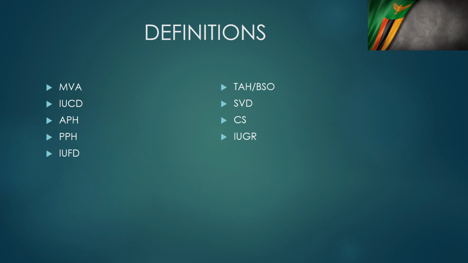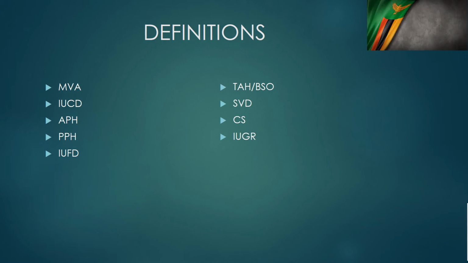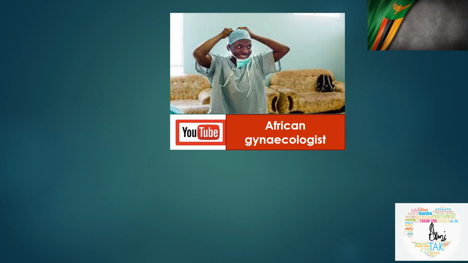TAH plus BSO is total abdominal hysterectomy and bilateral salpingo-oophorectomy. SVD is spontaneous vaginal delivery. CS is cesarean section, and IUGR is intrauterine growth restriction, not intrauterine growth retardation. So that was a presentation on common obstetric terminology and common abbreviations that we normally use.